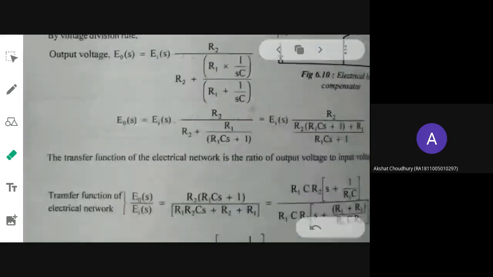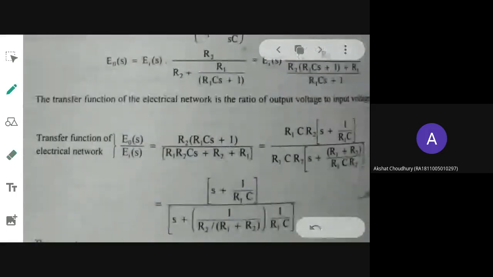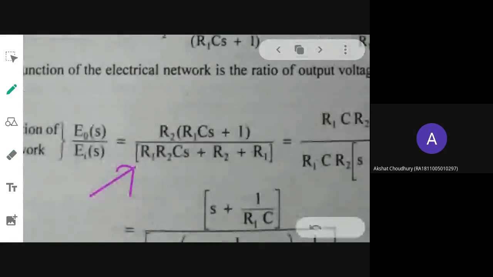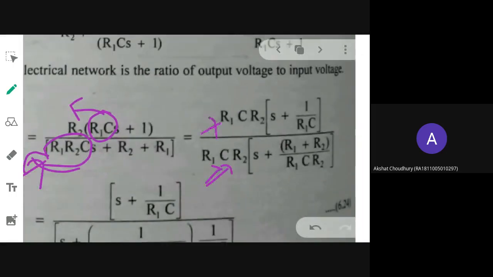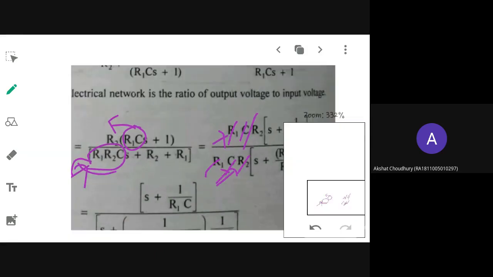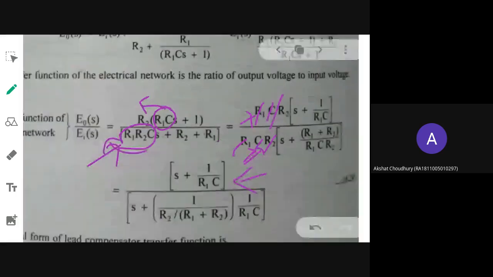If you are further simplifying, this will be the equation. Now from the numerator you are going to take R1C out. From the denominator you are going to take this R1 R2C out. Okay. So if you are taking it out, these will be the taken out terms. Now R1, R1C, R2, everything will be cancelled. So this will be the equation that you will be getting.